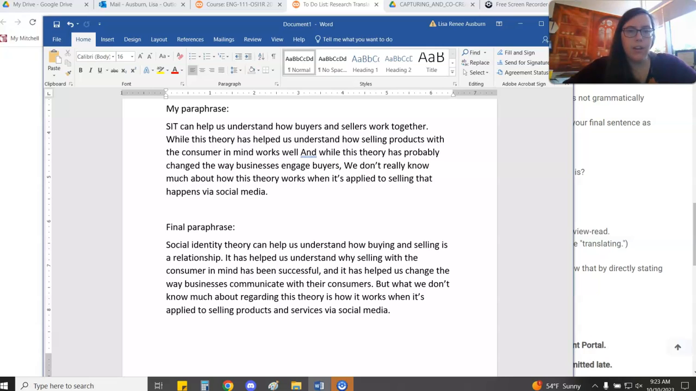Social identity theory can help us understand how buying and selling is a relationship. It has helped us understand why selling with the consumer in mind has been successful, and it has helped us change the way businesses communicate with their consumers. But what we don't know much about regarding this theory is how it works when it's applied to selling products and services via social media.